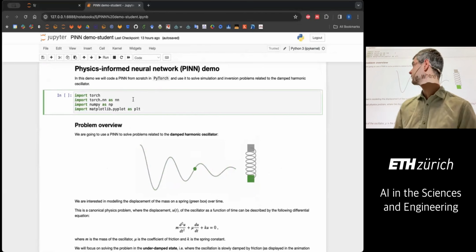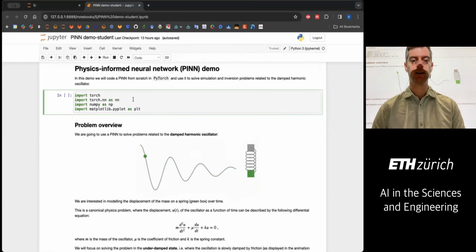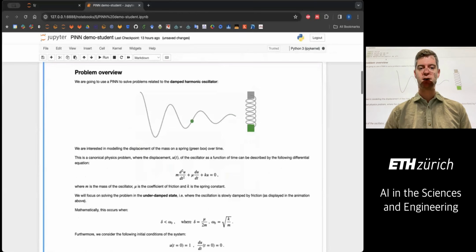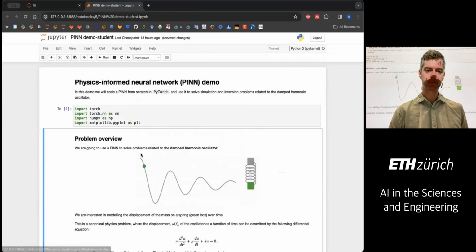So everyone can see this, okay? Yeah. We're going to be using PyTorch. So I'm just going to import the relevant libraries.